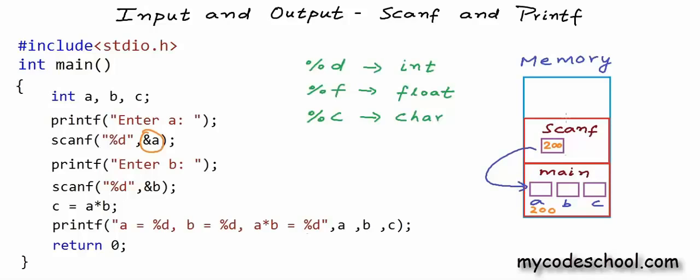In C, a variable that stores the address of another variable is called a pointer. So scanf has a pointer to A, and using this pointer, it can access and modify the value in A. And this is how scanf will be able to write something here. If you want to understand this in detail, you can check the description of this video for a link to our lesson on pointers. So in printf, we are passing values in local copies, but in scanf, we are passing an address, so scanf can access the variable in main.